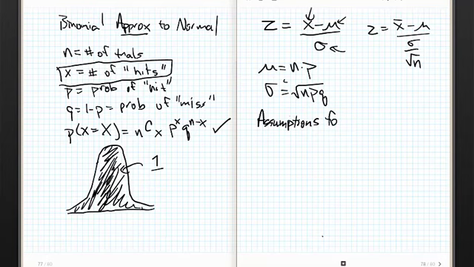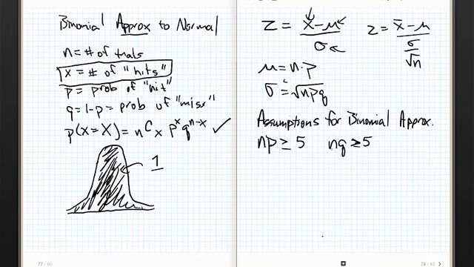The assumptions for binomial approximation using the normal curve, I'm just going to call it binomial approx if you guys don't mind, are really simple. We have to have NP being greater than or equal to 5 and NQ being greater than or equal to 5. In other words, N has to be big enough and P and Q have to be big enough such that their products with N are greater than or equal to 5. Otherwise, all hell kind of breaks loose on our binomial approximation.